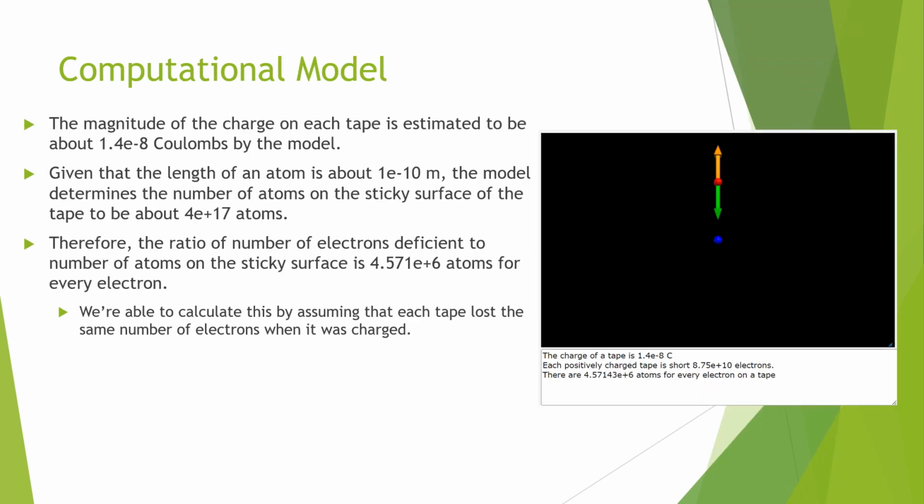From the computational model, the magnitude of the charge on each tape is estimated to be about 1.4 times 10 to the negative 8th coulombs. Given that the length of an atom is about 1 times 10 to the negative 10th meters, the model determines the number of atoms on the sticky surface of the tape to be about 4 times 10 to the 17th atoms. Therefore, the ratio of the number of atoms on the sticky surface to electrons lost is 4.571 times 10 to the 6th atoms for every electron lost. We're able to calculate this by assuming that each tape lost the same number of electrons when it was charged.